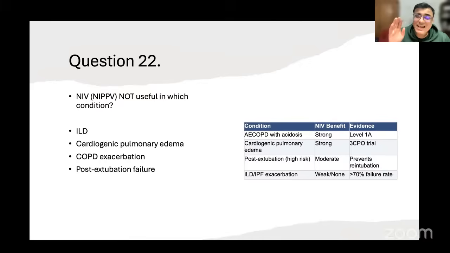So these two are there, and we also have good evidence for post extubation failure in patients who are high risk for failing the weaning trial or getting reintubated post extubation. In those patients also, we have some data that suggests that NIV helps, but we don't have a lot of data with patients who have ILD or ILD exacerbation. In those patients we don't have a lot of data which suggests that NIV is actually beneficial. So ILD would have been the correct option here.